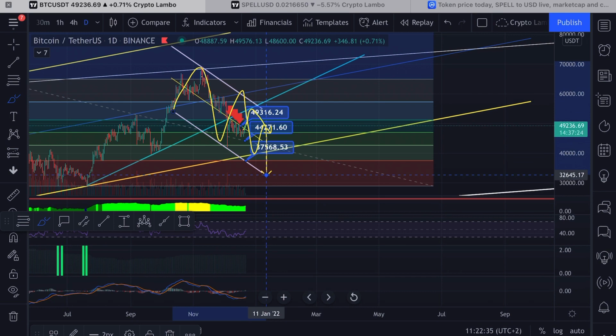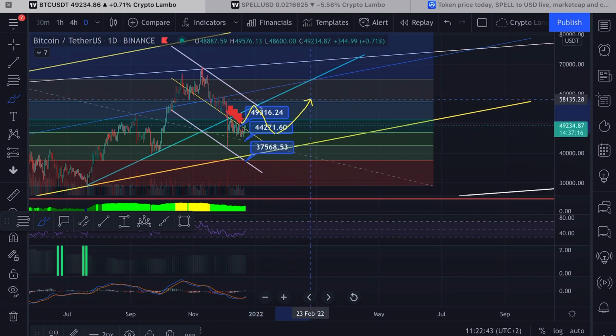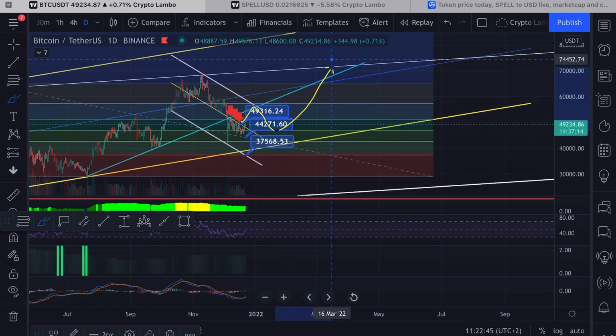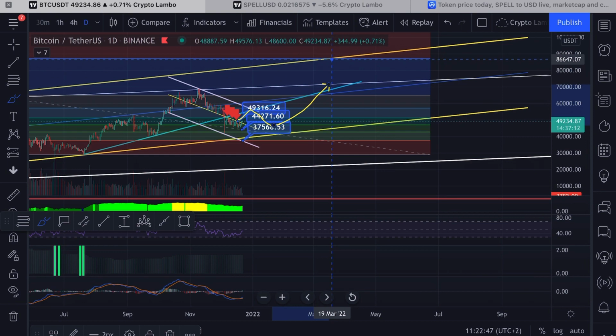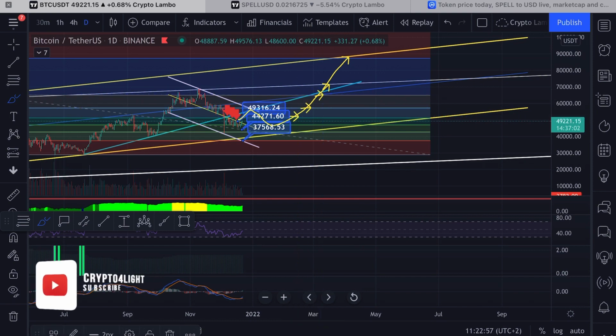In the global picture, we can make a move like this one, reject it, go down, and we still walk in this channel, you see, and make a move like this, 46k once again, and going out of this channel, going higher, and maybe by the end of March, in April, we will reach 86, 87,000. It's going to be the third hill, a new all-time high, and here people open long positions.